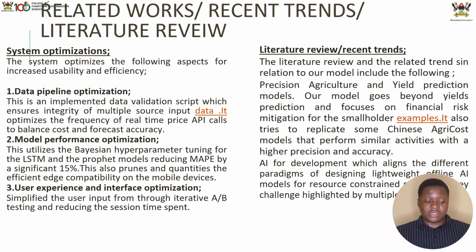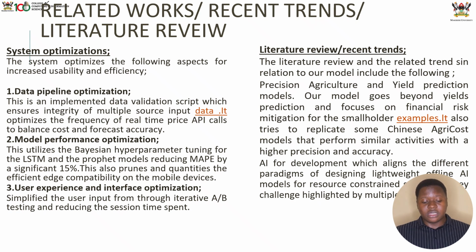So, our related work, the system optimization. The system optimizes the use of data pipeline optimization techniques, which makes sure that data is implemented and validated through scripts, which ensures integrity of multiple source inputs of the data. So it optimizes the frequency of real-time price APIs, which goes to balance cost of forecast accuracy. We also use a model performance optimization, which makes sure our model optimizes accuracy and high performance towards achieving the goals of the farmers. Then we also have user experience and interface optimization.